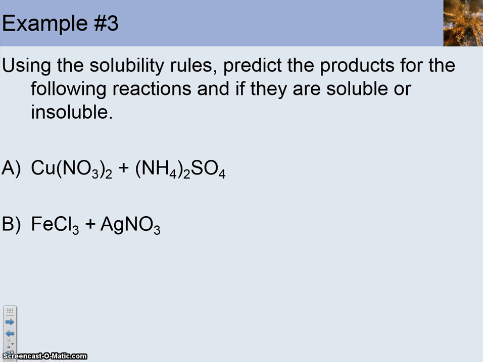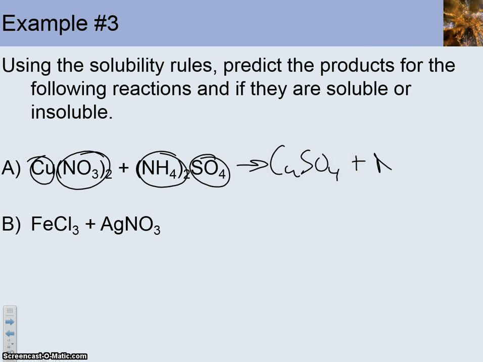So we're going to use our solubility rules to figure out if the products for the following reactions are soluble or not. These all look like double replacement reactions. So our copper is going to join up with our sulfate, and then our ammonium is going to form up with our nitrate. Our copper, according to this formula, is a +2. So we've got a +2 over here. That's a -2, +1, -1. So we don't have to add in any coefficients to balance this out. We're good to go. It's balanced.